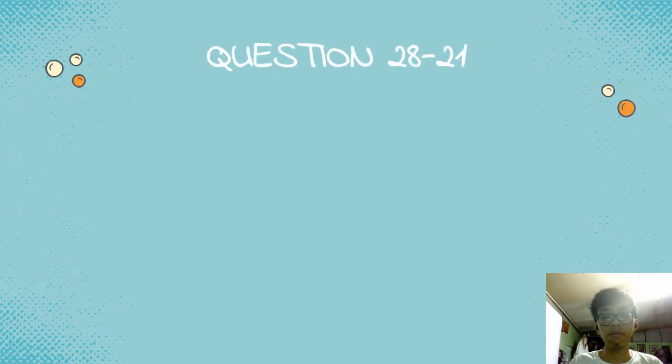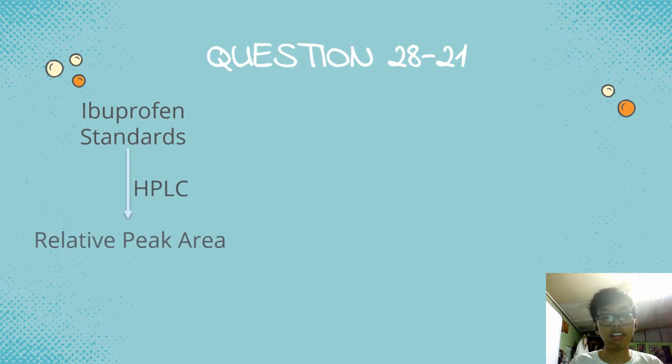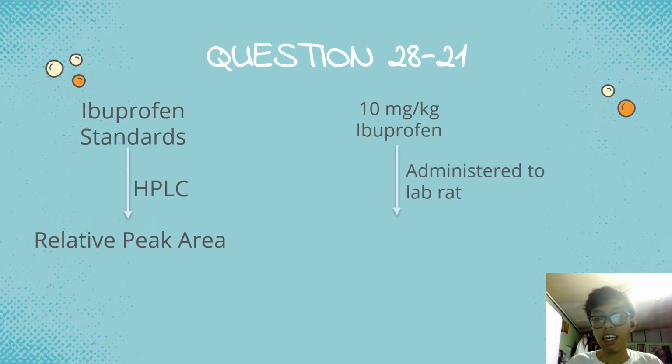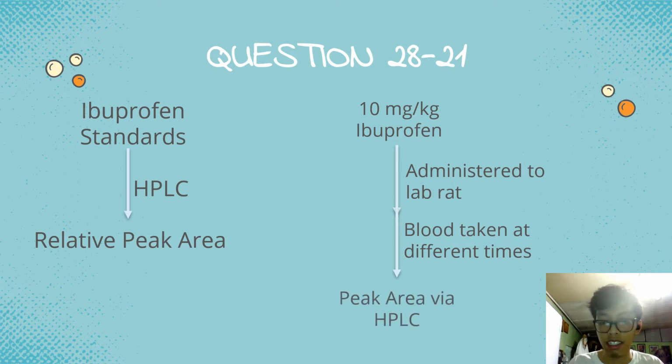And for the problem, this here is a diagram. So you first subject your ibuprofen standards via an HPLC and you get the relative peak area. These are for the standards. Now for the samples of 10 milligram per kilogram ibuprofen, it was administered to a lab rat and blood samples were taken at different times on a per hour basis. And it was subjected to an HPLC and the peak area was determined.